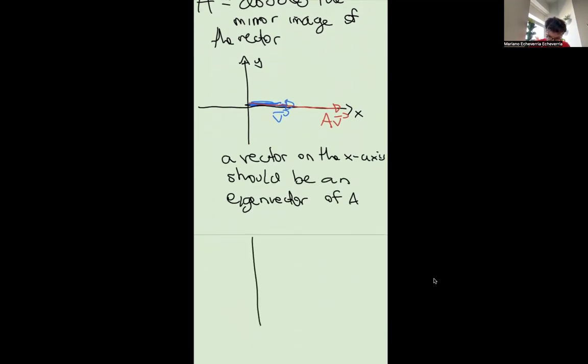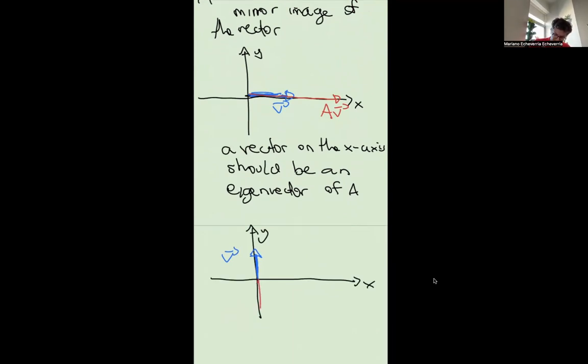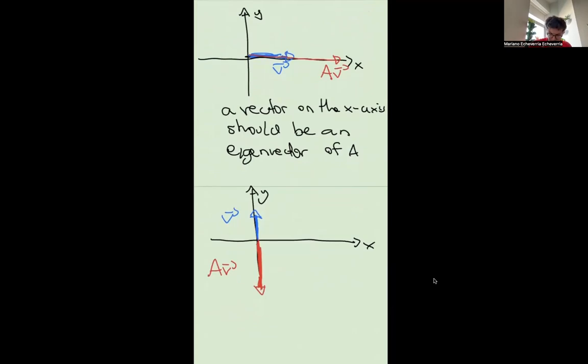And if you take a vector on the y-axis, the red vector is also on the y-axis. It's a little bit different because it has been reflected, so it actually points in the opposite direction. But that's fine, because the thing that matters is for them to be on the same line. So a vector on the y-axis should be an eigenvector as well.